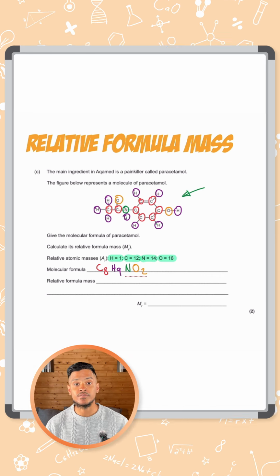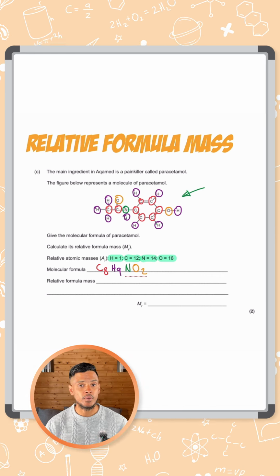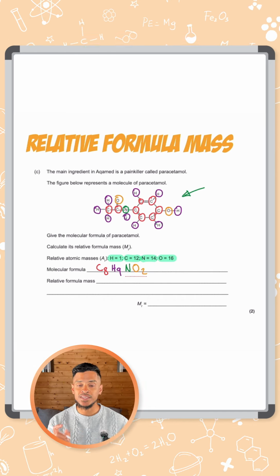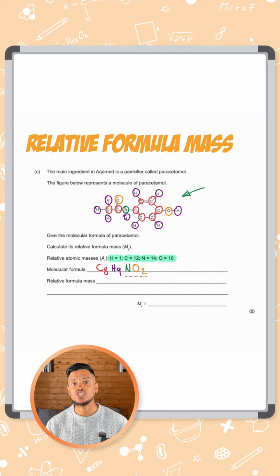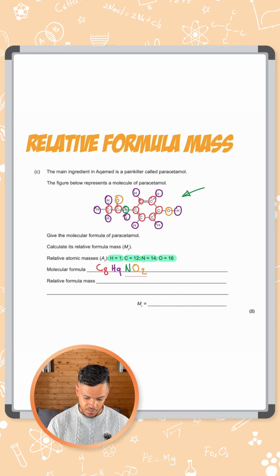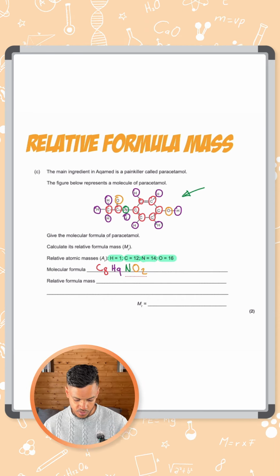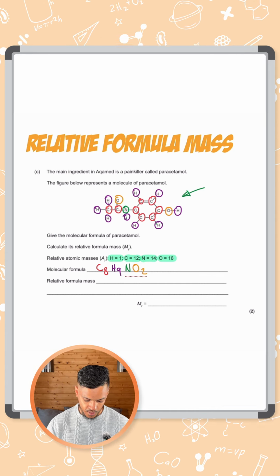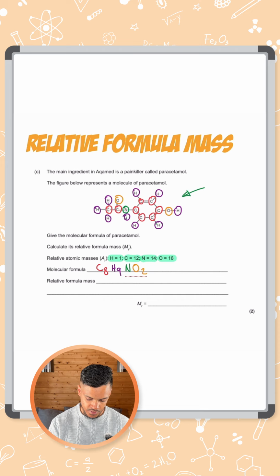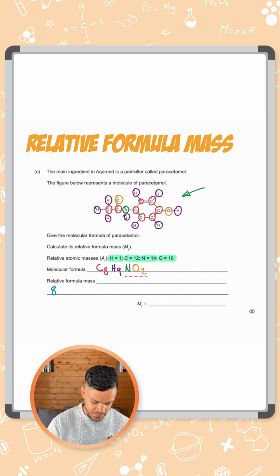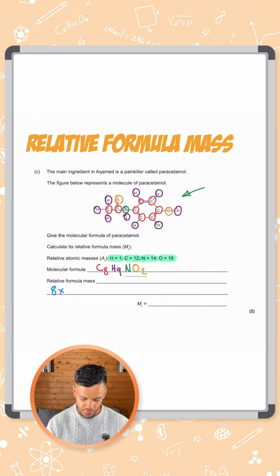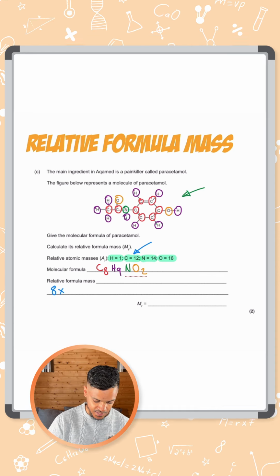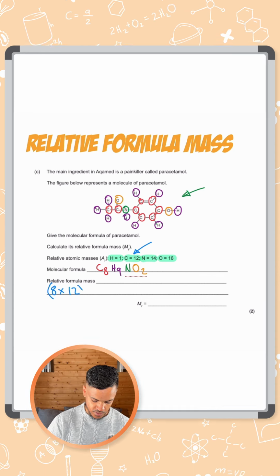Second mark is asking for the relative formula mass. So remember, to work out relative formula mass, or the Mr of something, you need to add up each individual relative atomic masses, the Ars. So they've given us all of those just above there. So we just need to add them up. So starting with carbon, we have 8 carbons. So we're going to do 8 times what the relative atomic mass of carbon is, which is 12. It's given to us. So we're going to do 8 times 12. That's the carbon sorted out.